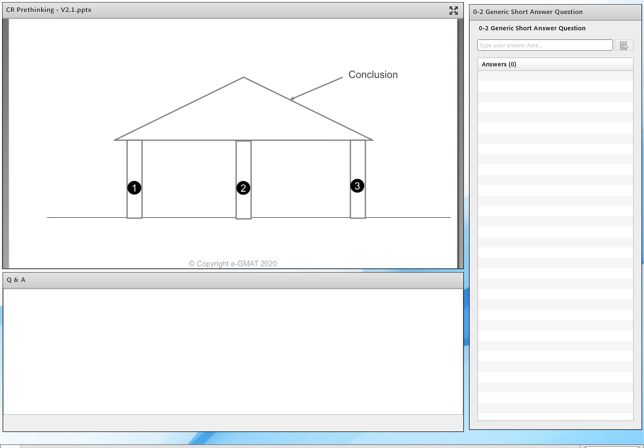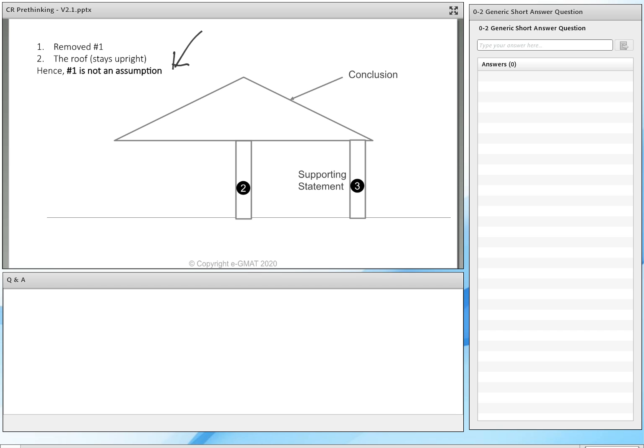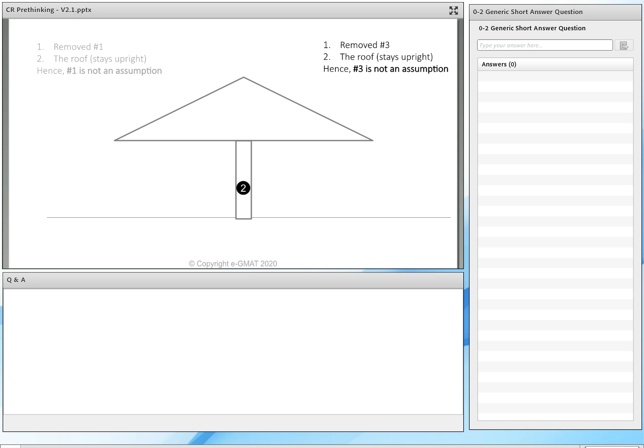And let's say we remove statement number 1. If you remove statement number 1 and the roof still stays upright, it doesn't cave in, then statement number 1 is not an assumption. Now the presence of that statement definitely made the roof stronger, but by removing that statement, the roof is still upright. So that's not an assumption. Okay. Now let's go forward and remove statement number 3 as well. If we remove 1 and remove 3, the roof still stays upright. Statement number 3 is not an assumption either.